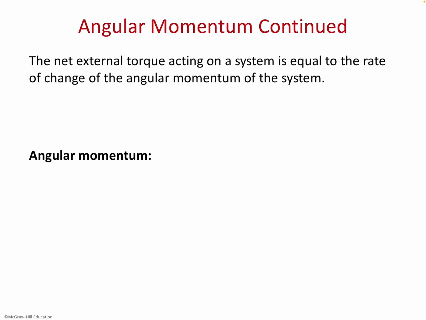Okay, so the net external torque acting on a system is equal to the rate of change of the angular momentum of the system. So you've got torque is equal to the change of angular momentum divided by time. I'm going to show you how this is analogous. This is rotational.